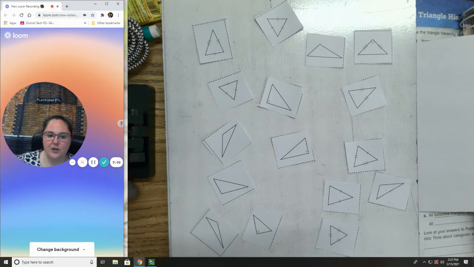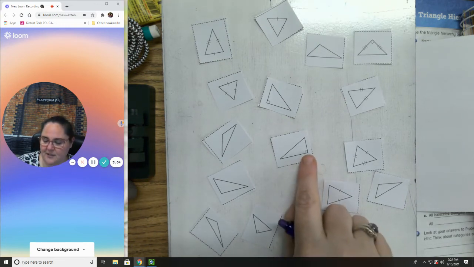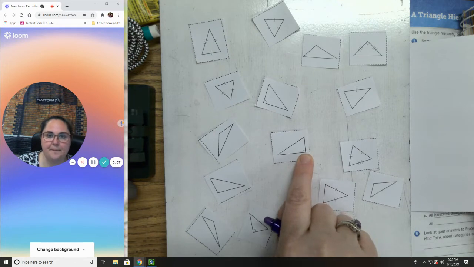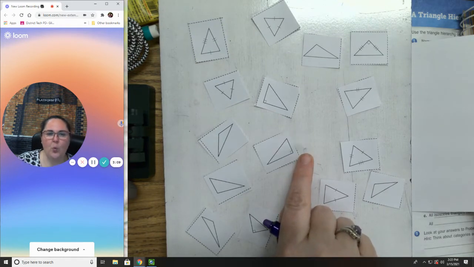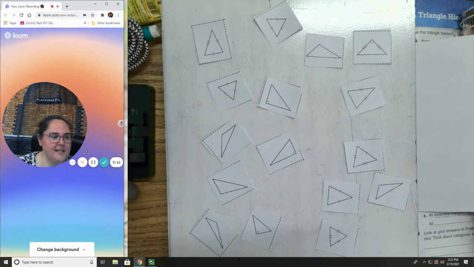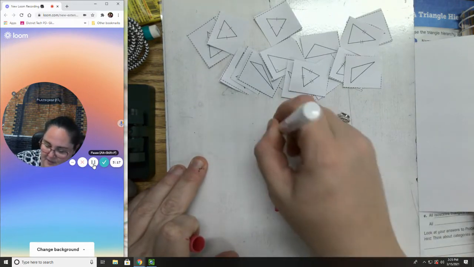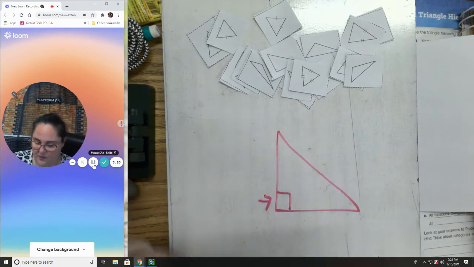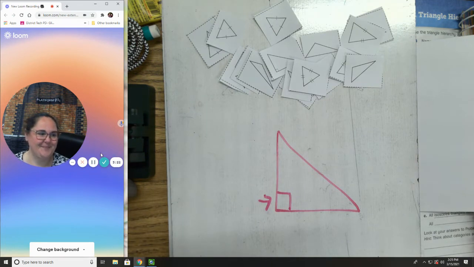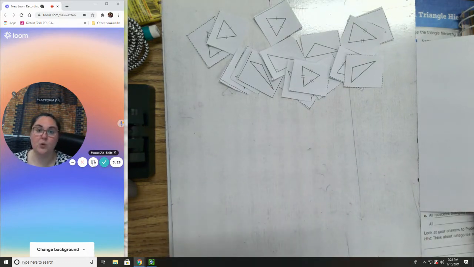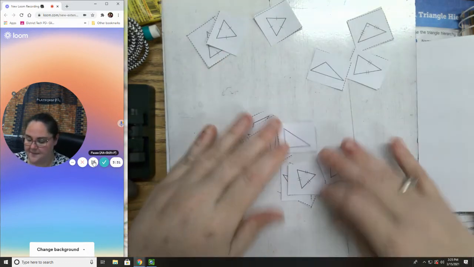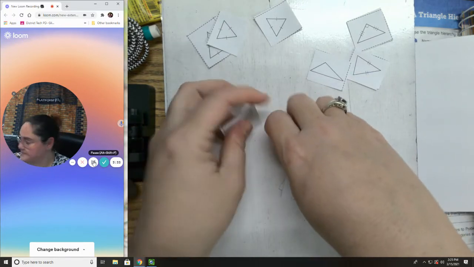The next thing you're going to notice is this little square right here in the corner. Does anybody know what that symbol means? When you see that symbol, what does it mean? I'm going to make it a little bit bigger. Here's my triangle. I'm talking about the symbol right there. When I do that, what does that mean? That means that it's a right angle. It's a corner. It's exactly 90 degrees.